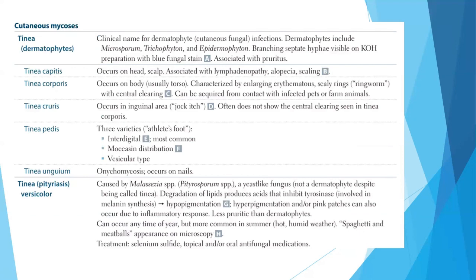Now, let's review the cutaneous mycoses from First Aid itself. Tinea, or dermatophytosis, is the clinical name for dermatophyte cutaneous fungal infections. Dermatophytes include Microsporum, Trichophyton, and Epidermophyton. Branching septate hyphae are visible on KOH preparation with blue fungal stain, and it is associated with pruritus. Tinea capitis occurs on the head and scalp and is associated with lymphadenopathy, alopecia, and scaling. Tinea corporis occurs on the body, usually the torso, and is characterized by enlarging erythematous scaly rings, like ringworm, with central clearing, and can be acquired from contact with infected pets or farm animals.